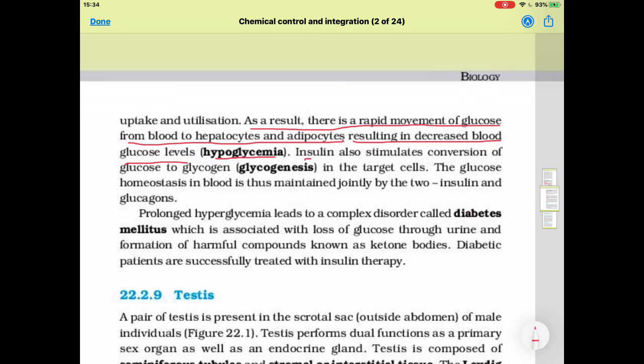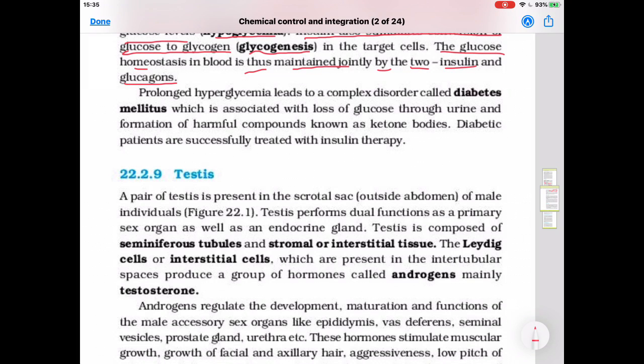Insulin also stimulates conversion of glucose to glycogen. Now glucose is changed into glycogen. This condition is known as glycogenesis in the target cells. The glucose homeostasis in blood is thus maintained jointly by insulin and glucagon. Prolonged hyperglycemia leads to a complex disorder called diabetes mellitus, which is associated with loss of glucose through urine and formation of harmful compounds known as ketone bodies.